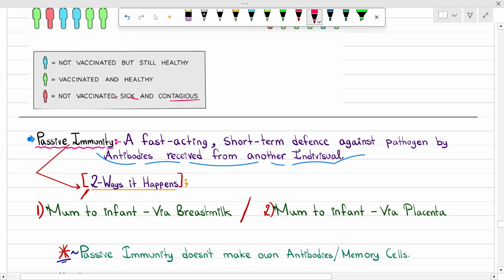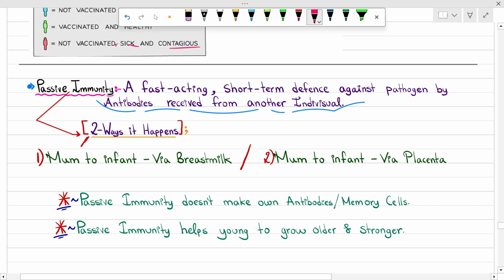Now coming back to the major immunities, passive immunity. Passive immunity is not so detailed, it's a short one. Passive immunity is just a fast-acting and short-term defense against a pathogen when antibodies are received from another individual. So passive immunity does not involve memory cells, and it is very fast. It happens in two ways: mom to infant via breast milk, and mom to infant via the placenta. The recipient does not make antibodies or memory cells, and it helps the young to grow older because it's usually given to infants.